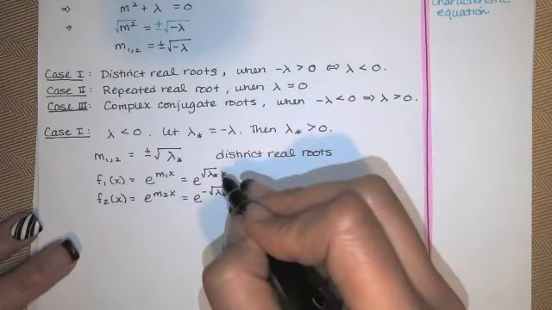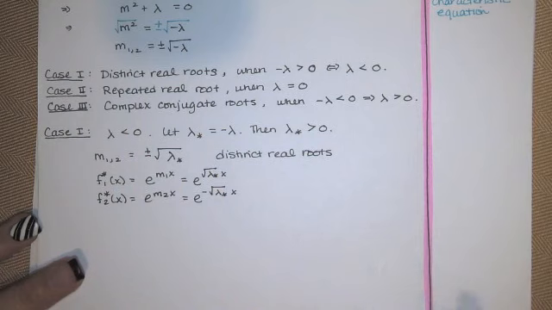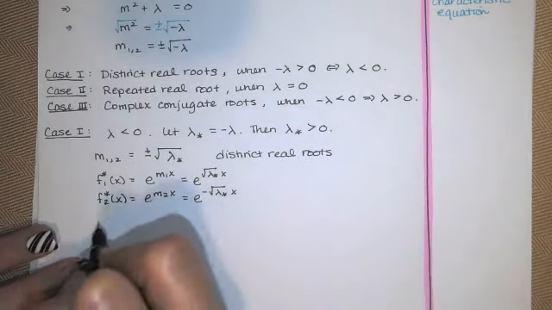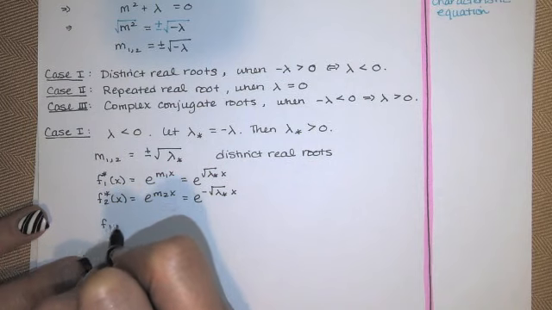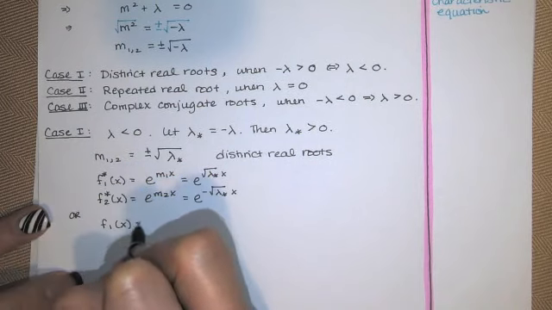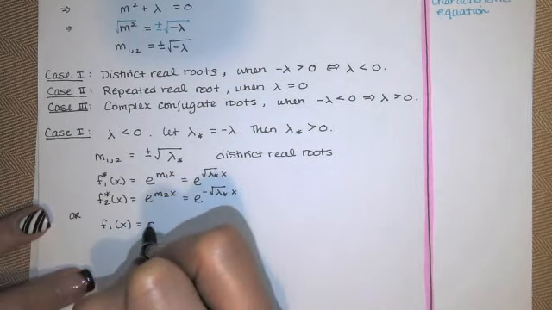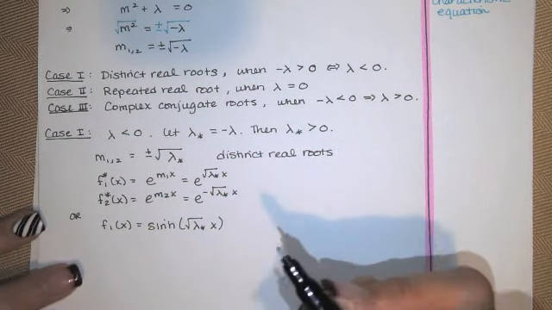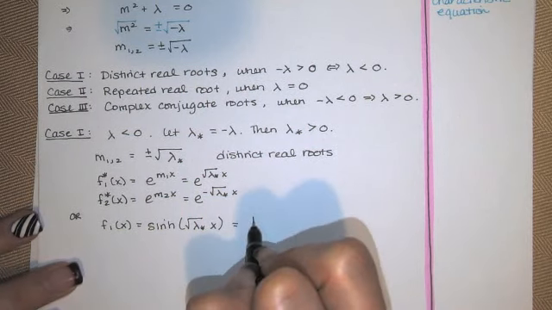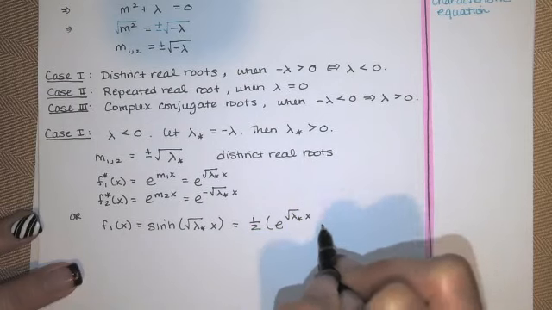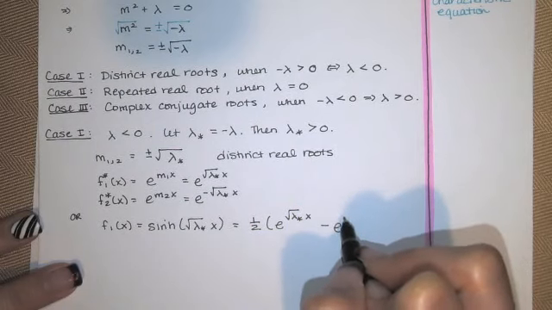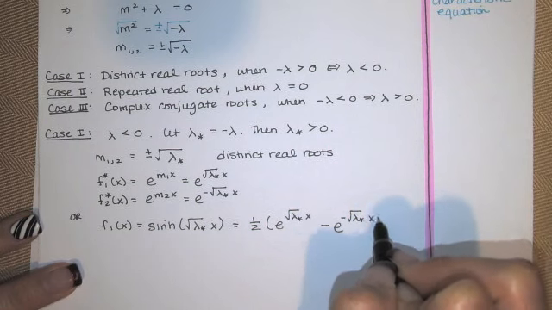But I can take a linear combination of these and come up with two other linearly independent solutions. So I'm just going to put a little star on these. I'm not going to use these as my f1 and f2. I'm going to use those to come up with an f1 and f2. I'm going to let my first solution f1 be the hyperbolic sine of the square root of lambda star times x. And that would be 1/2 of e to the square root of lambda star times x minus e to the negative square root of lambda star times x.